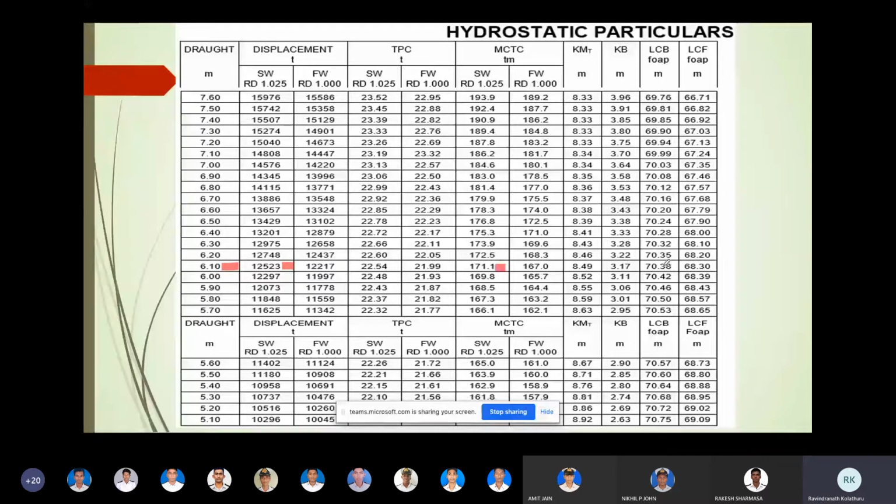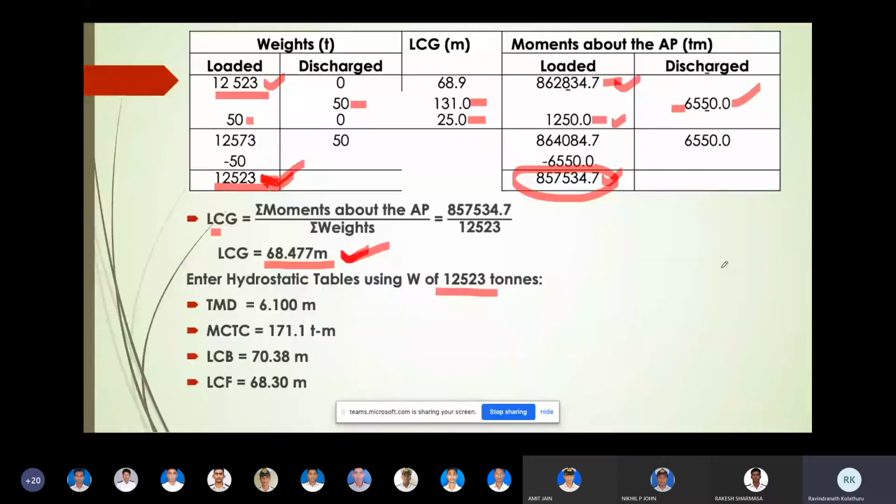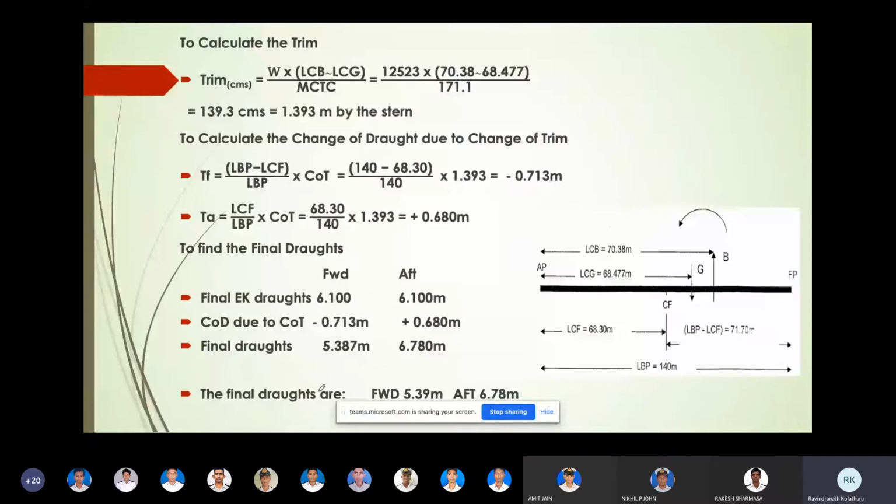Now after this, it becomes a similar problem as we did the last one. The only change here is the shifting one, that's all. So all these four values you find out, and then the application is the same. You apply in the trim formula. Whatever values you have found out, you will get the trim to be 139.3 centimeters.